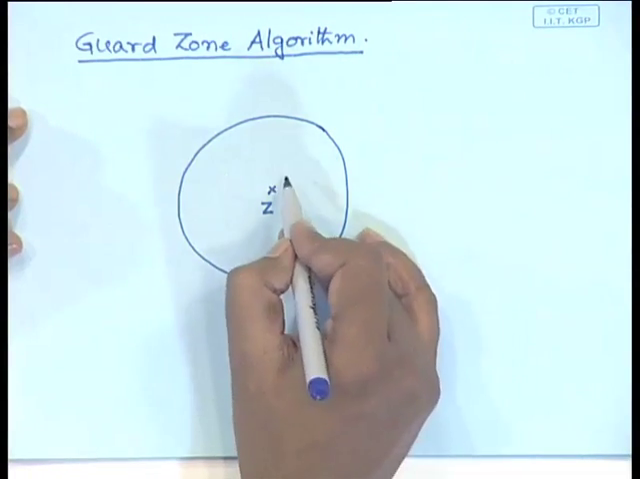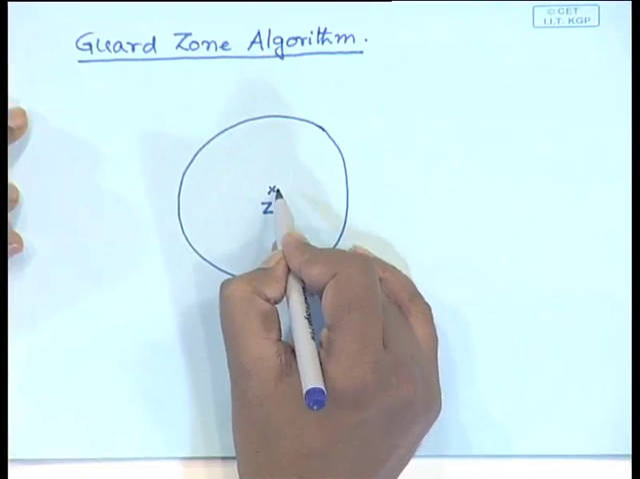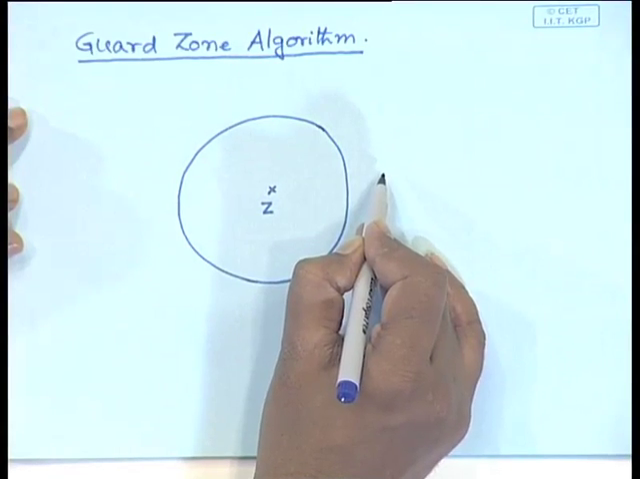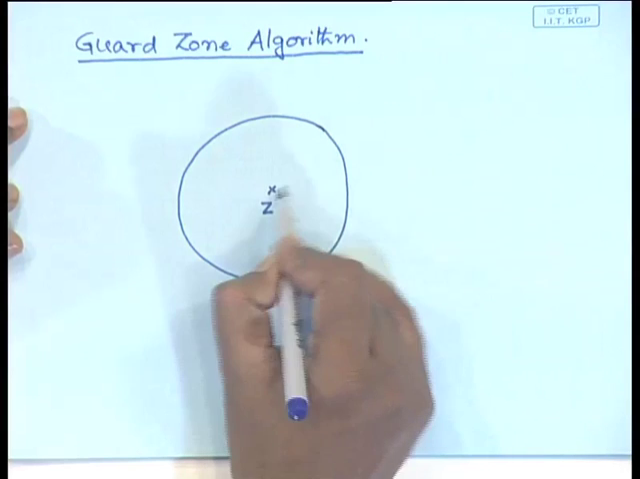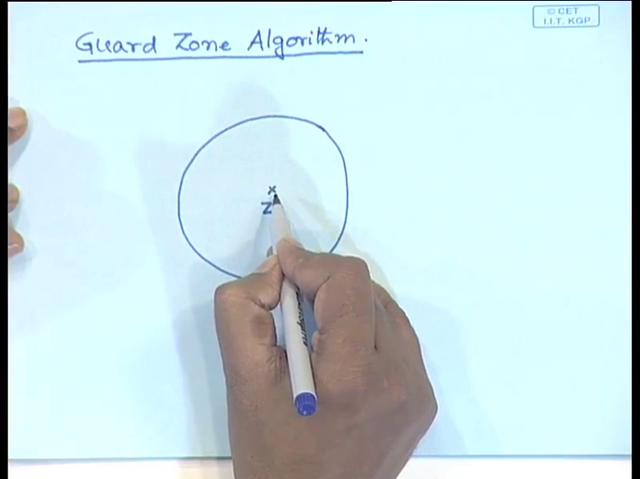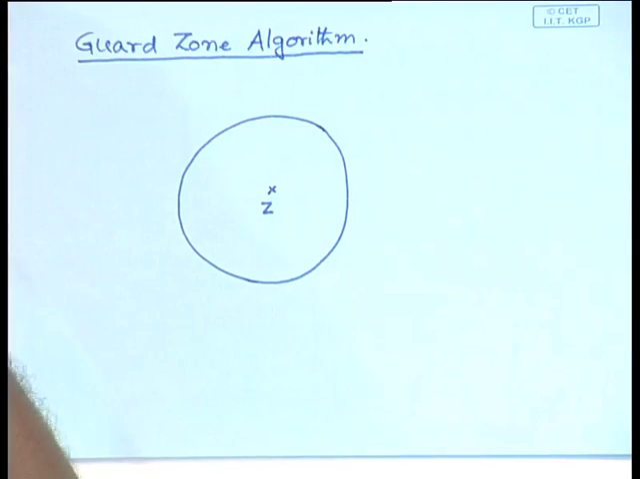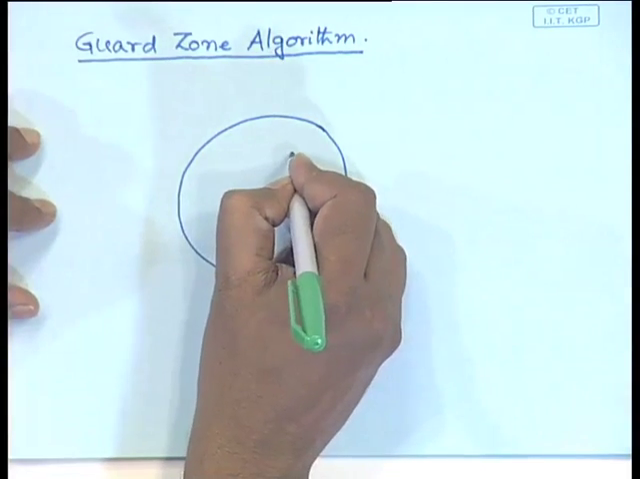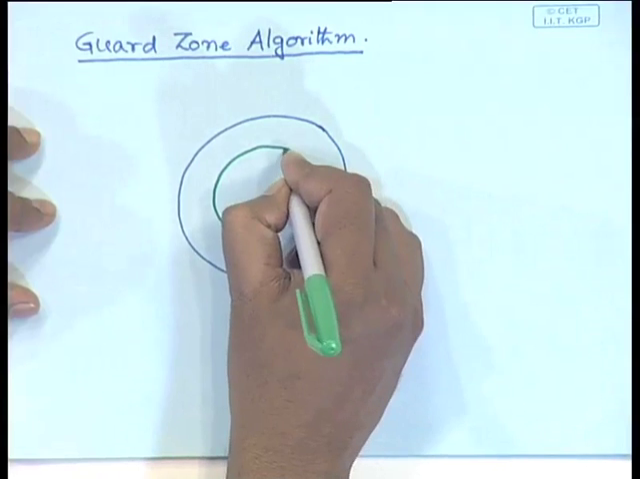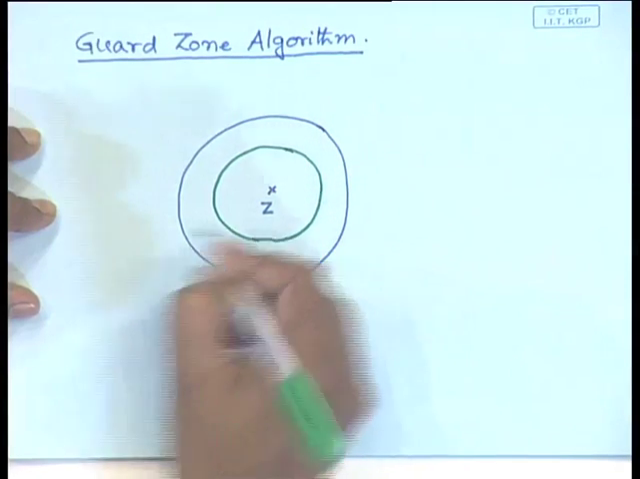Okay. So, if a point falls outside this zone, then that feature vector will not be put into the same cluster as this cluster center Z. Okay. And within this zone, I have a subzone, something like this.